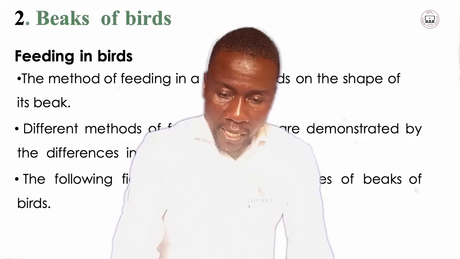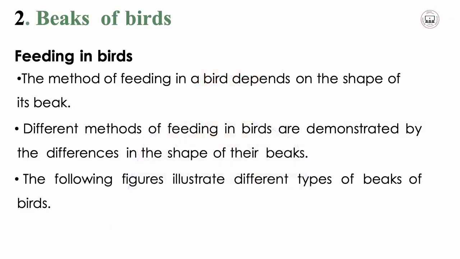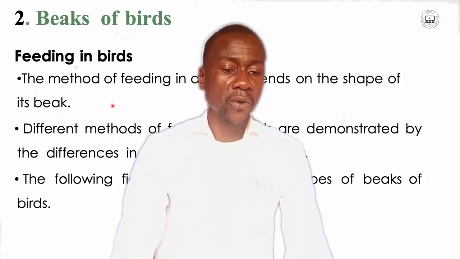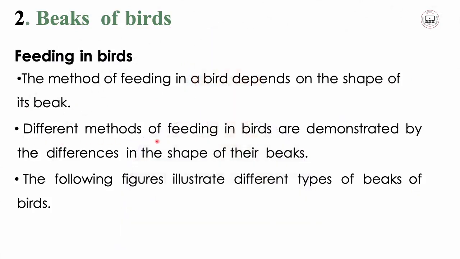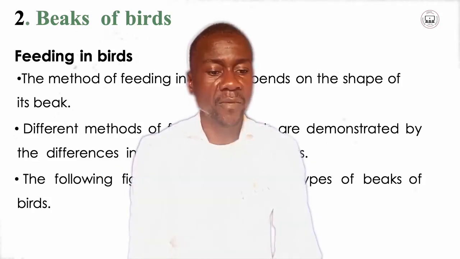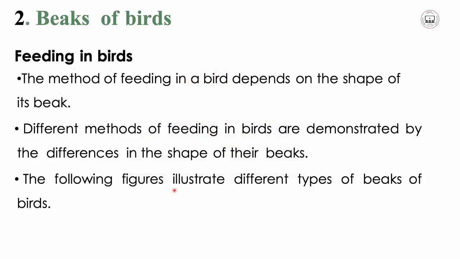Now, let us look at the beaks of birds. These birds have their feeding habits. The method of feeding in a bird depends on the shape of its beak. Different methods of feeding in birds are demonstrated by the differences in the shape of the beaks. So the following figures illustrate different types of beaks of birds.